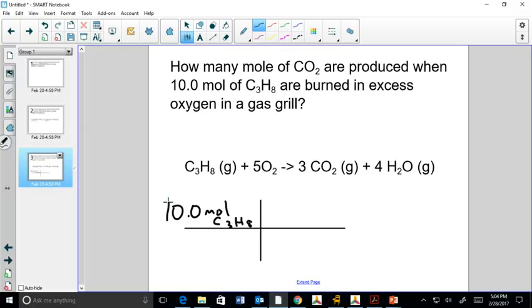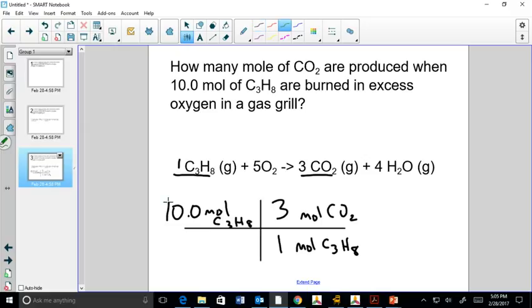moles of carbon dioxide. So since I start with moles of propane on top, I put my moles of propane on the bottom. And my moles of carbon dioxide will go on top. Again, my ratio from my formula is 1 mole of this to 3 moles of that. So 1 of propane, 3 of carbon dioxide.